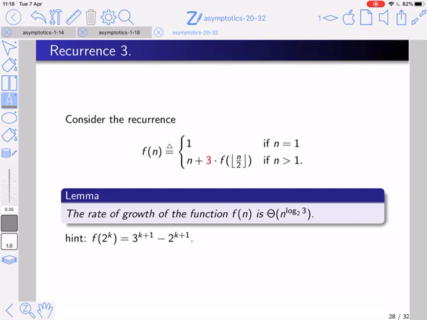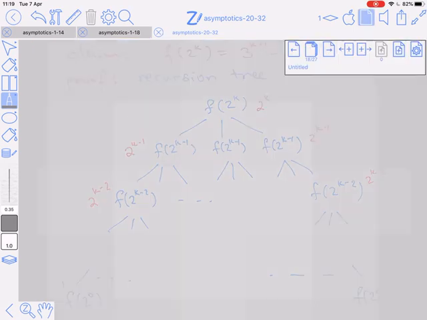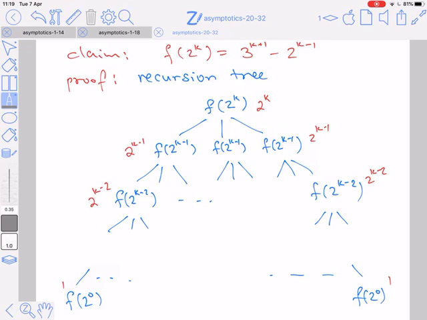And we claim that the rate of growth of this function is big theta of n to the power of log base 2 of 3. This is roughly, for those of you who are curious, n to the power of 1.6. Okay? Now, how do you do this analysis? Well, you try to evaluate what f equals for powers of 2, and then you use the regular lemma that we used before. So let's try to do that again using the method of the recursion tree.